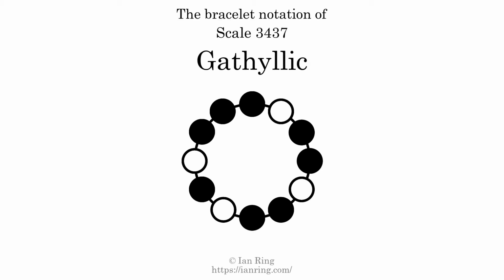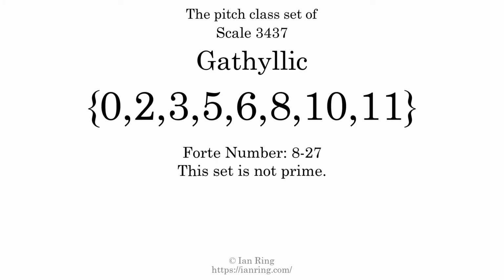This is a bracelet notation diagram of scale 3437. The shaded circles represent tones that appear in the scale, and they are read clockwise, starting at the top. The pitch class set for this scale is 0, 2, 3, 5, 6, 8, 10, 11. The forte class is 8-27. This set is not prime.